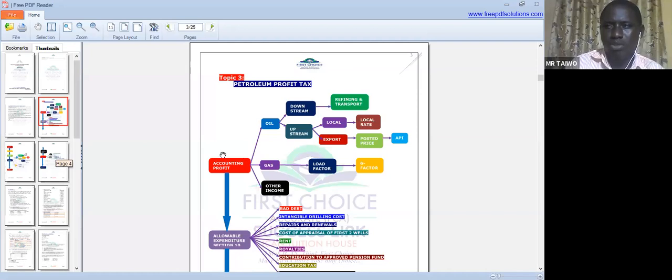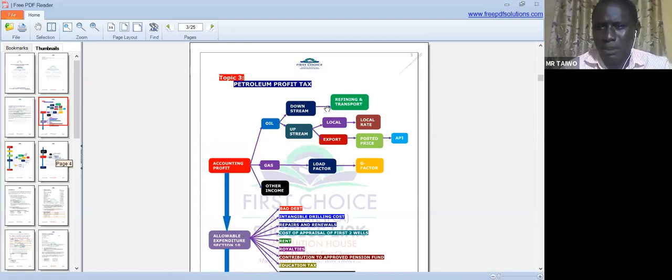Now, I explained that all the income into a petroleum company is termed the accounting profit, and the accounting profit is divided into three. That's the income that comes into petroleum organizations. The three are the income that comes from oil, the income that comes from gas, and other income. They will state it in the exam: your oil, gas, and other income. Oil can either be downstream or upstream.